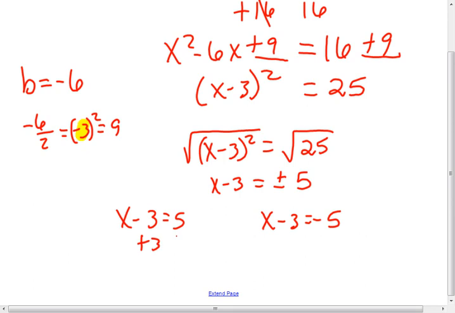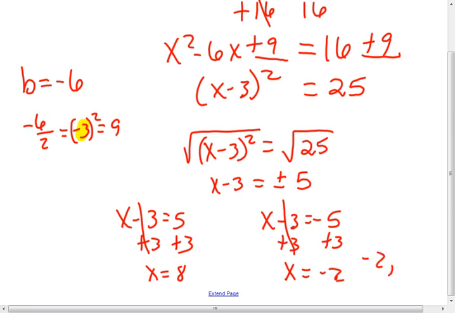Add 3 to both sides. X equals 8. Add 3 to both sides here. We're trying to eliminate that -3. X equals -2. So our final answer is -2, 8. And those are the roots of this quadratic equation.